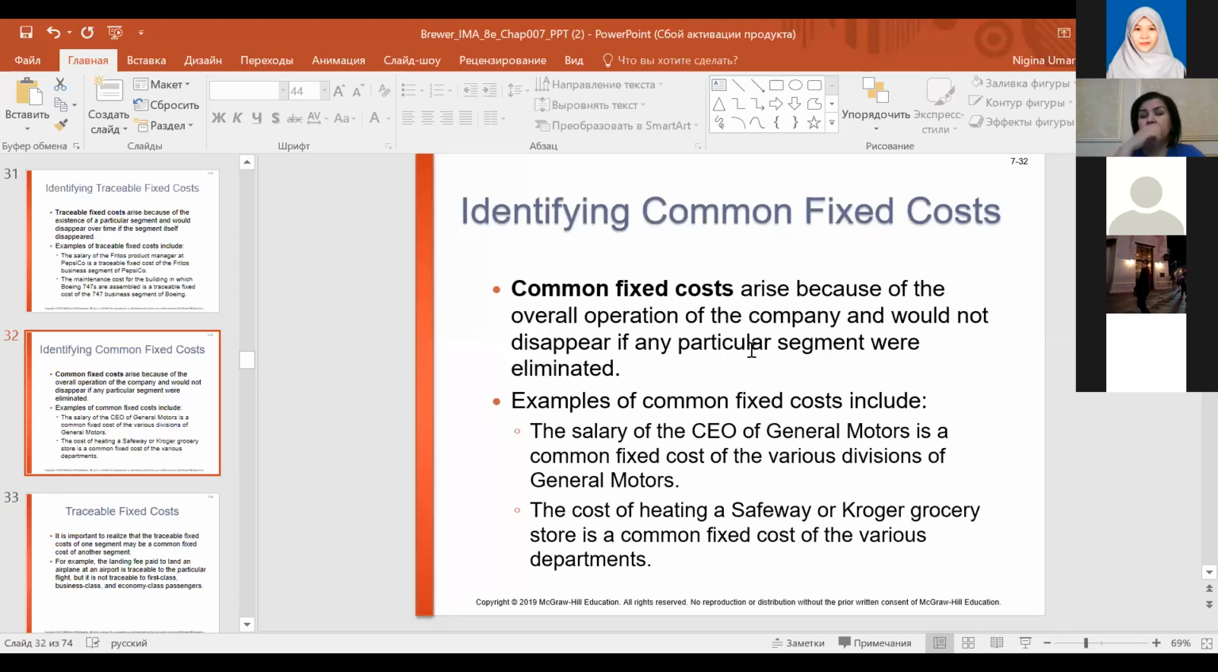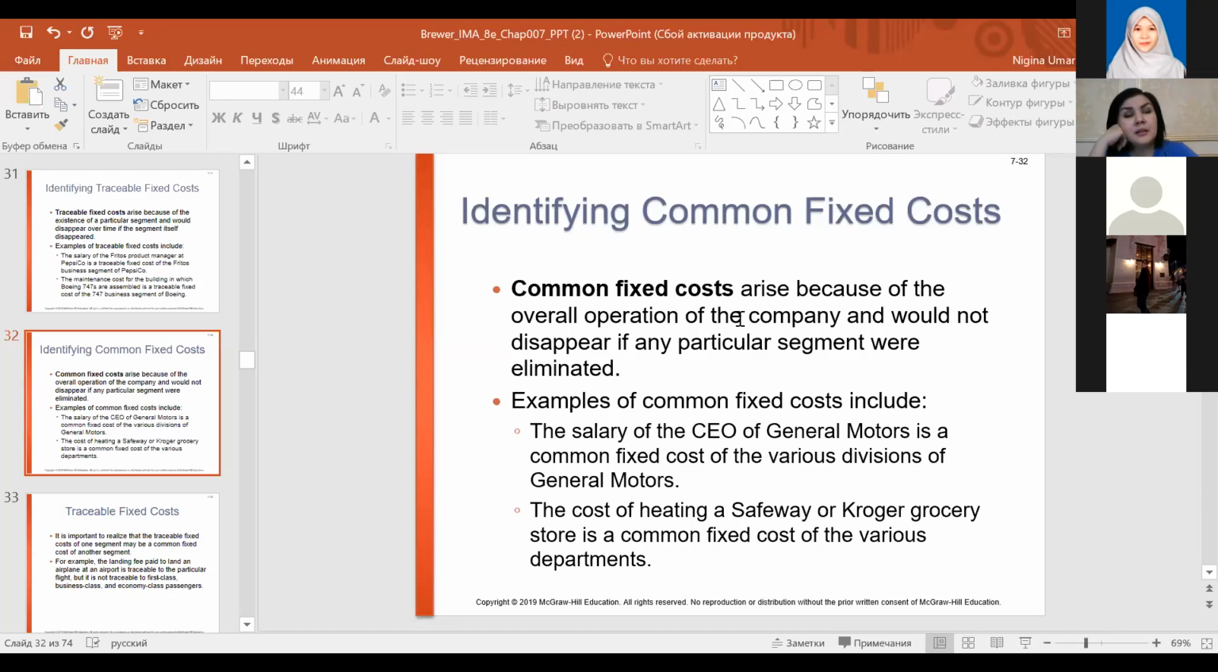Common costs. These costs arise because of the overall operation of the company and would not disappear if any particular segment were eliminated. For example, the salary of the chief executive officer of General Motors is a common fixed cost of the various divisions of General Motors. So you know General Motors has different branches in different countries. Even in Uzbekistan, we have a General Motors automobile company.